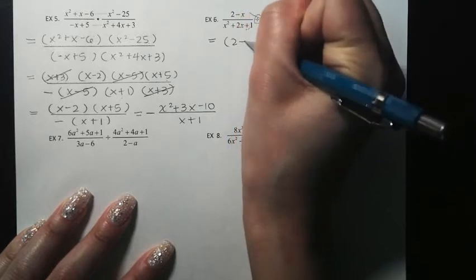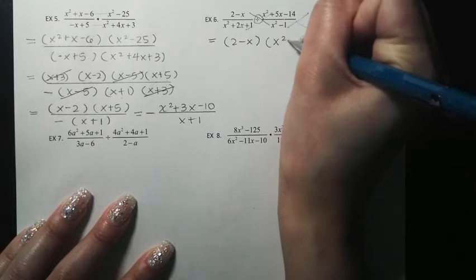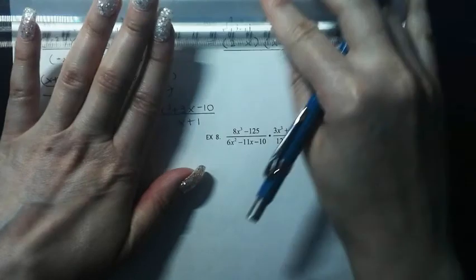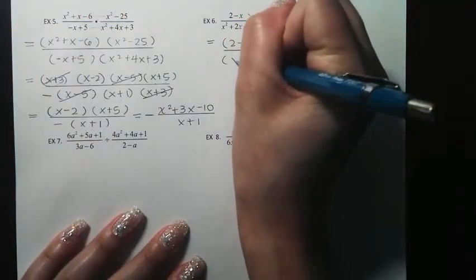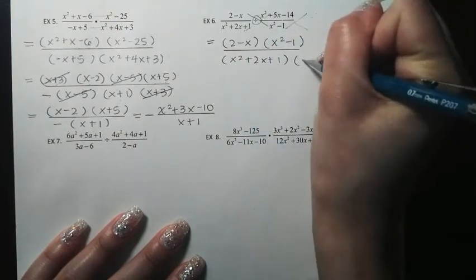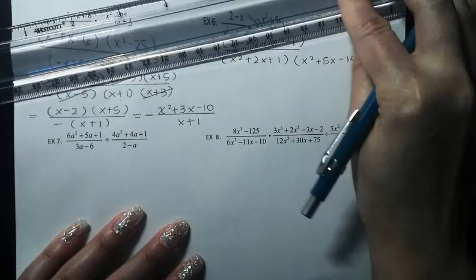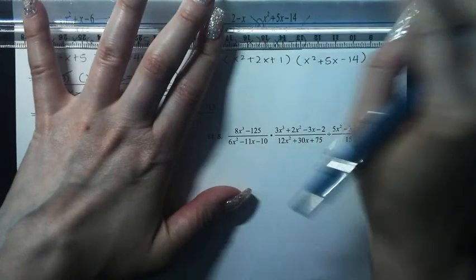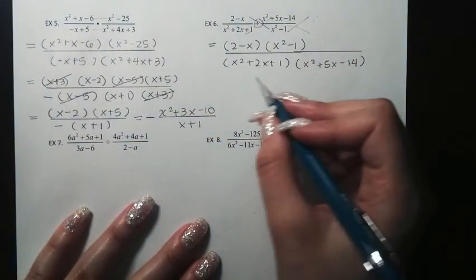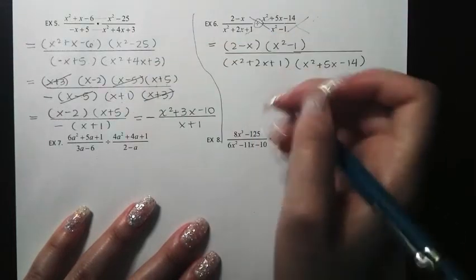So you have that it's 2 minus x, and this is going to be times x squared minus 1, and this is going to be divided by... Okay, you start with the bottom, so it's x squared plus 2x plus 1 times x squared plus 5x minus 14. Okay, so please note I'm going to do my line a little bit longer, otherwise it's kind of ugly. So please note that we can factor several things.